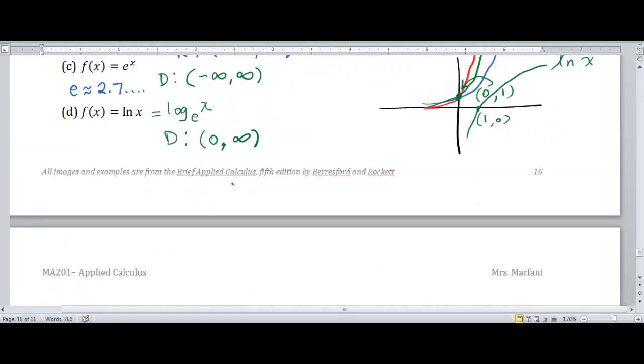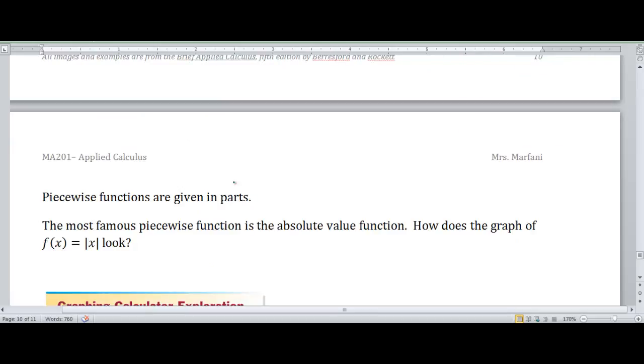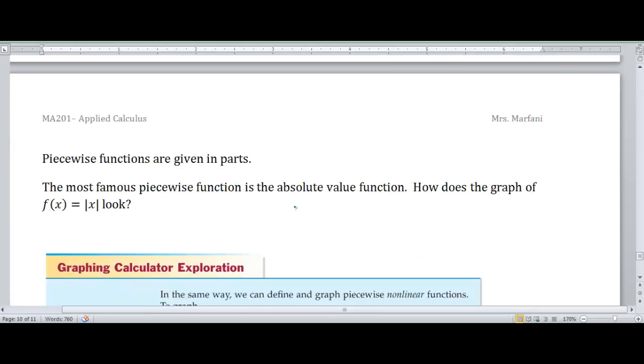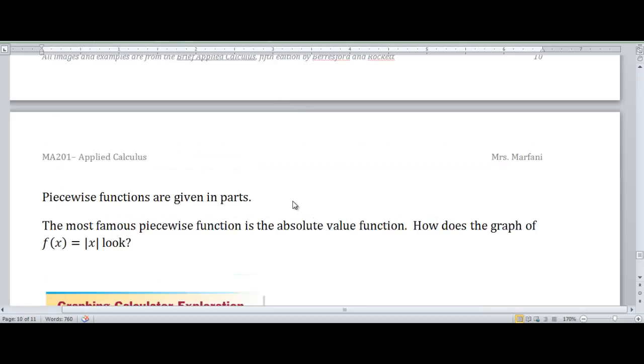Alright. Another kind of functions that we're going to be looking at is piecewise functions. They're given in parts. The most famous piecewise function is the absolute value function. So what is the absolute value function? Absolute value of x. If x is positive, then the absolute value of x is that number itself, right? But if x is negative, then the function becomes negative x. So that's why we call it a piecewise function, because it's different pieces depending upon which part of the domain you are on.